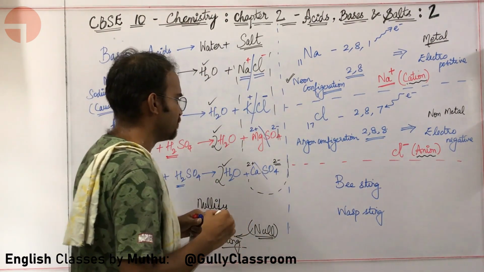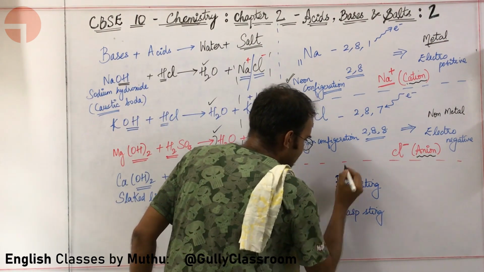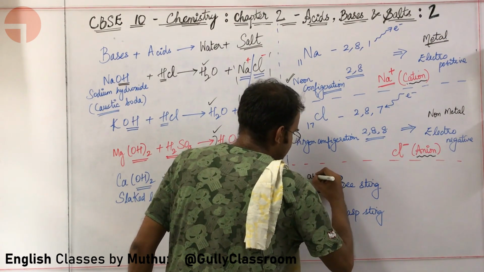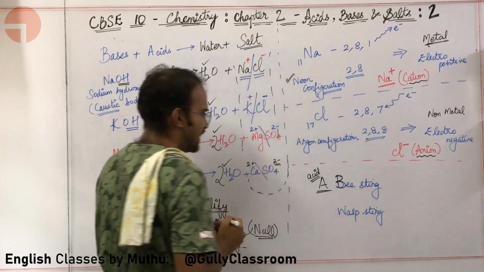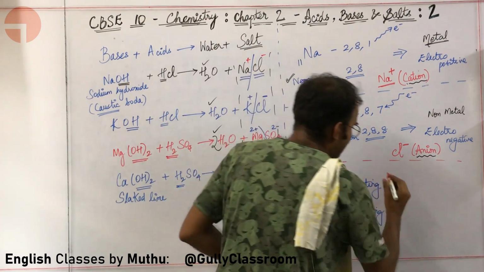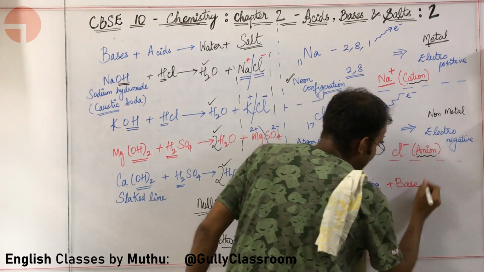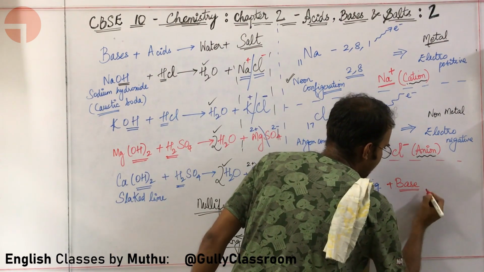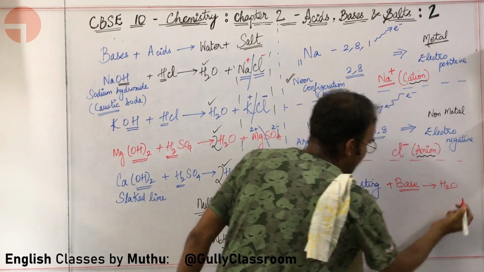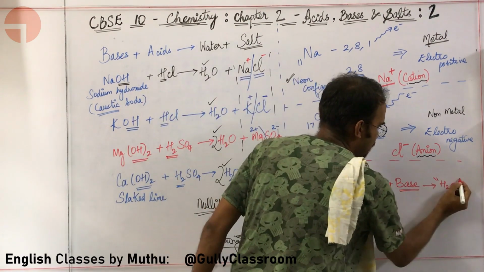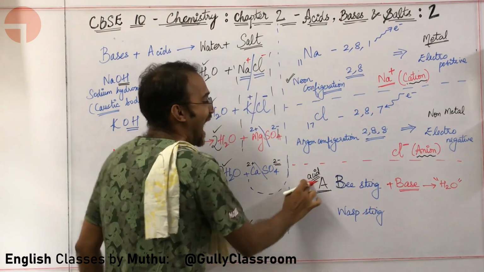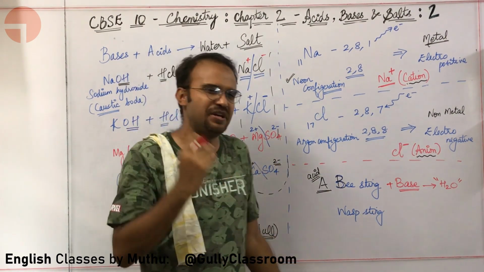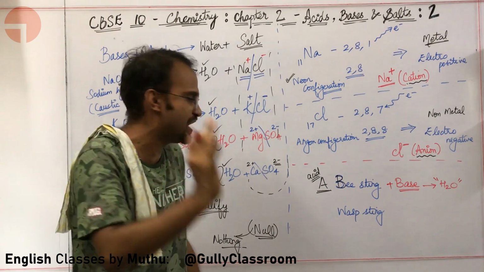Okay, let me help you remember this. Bee sting contains acid. ACID. So in order to neutralize this acid, you will add a base. The acid from the bee sting and the base you have added will combine to form water, and once the bee sting's acid is neutralized, you will be relieved of the pain from the bee sting.